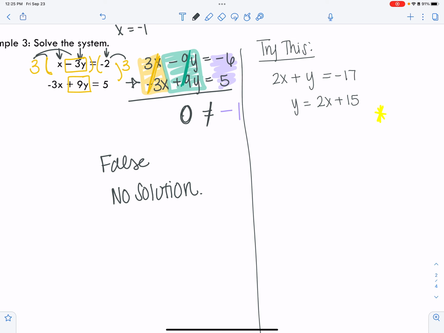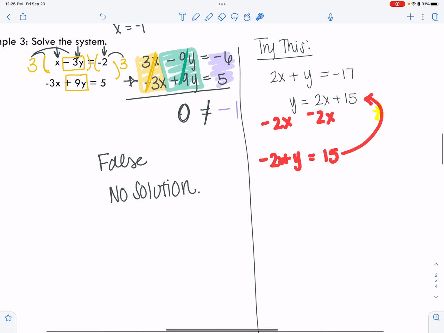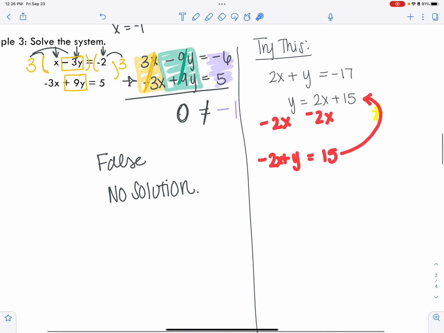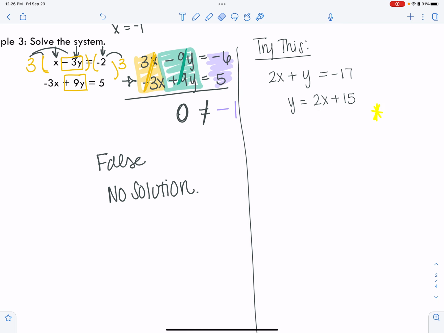All right, so here's another example for you to try. Before I tell you to pause the video, this one you're going to have to actually get into standard form first. And so what you're going to do is subtract 2x from both sides, and then you'll have negative 2x plus y equals 15 as your second equation. Then your equations will be lined up a lot nicer and you can cancel. So pause the video, try that one.